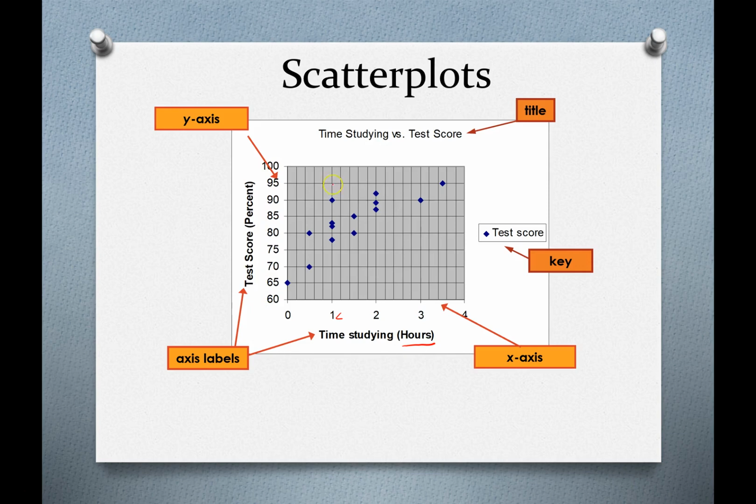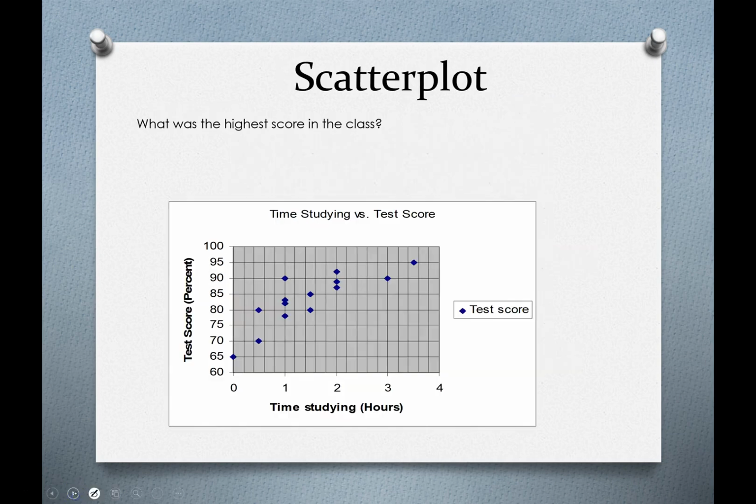And then you can see that you've got these plotted points here that indicate data values. So looking at this, what was the highest score in the class? Take a look at this. If you said 95, you would be correct.